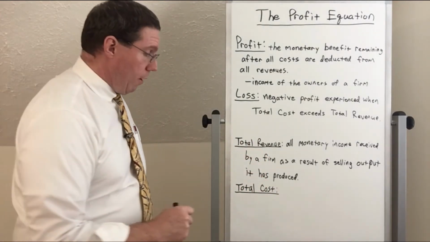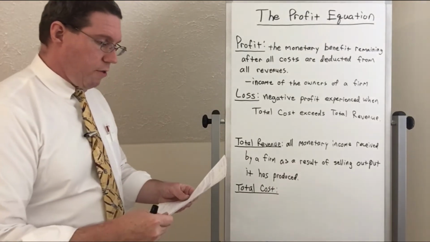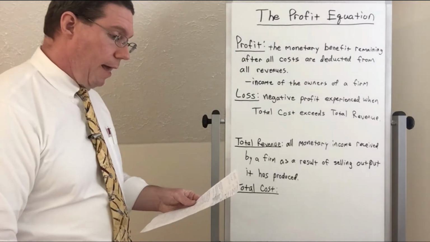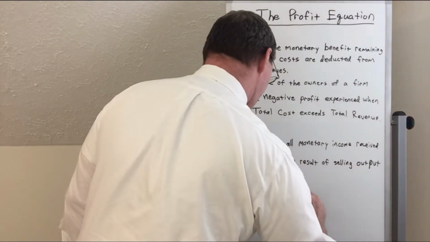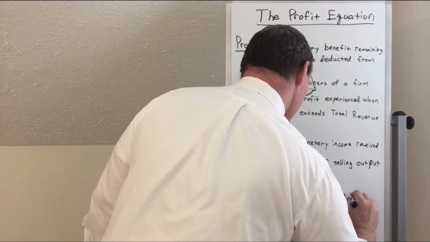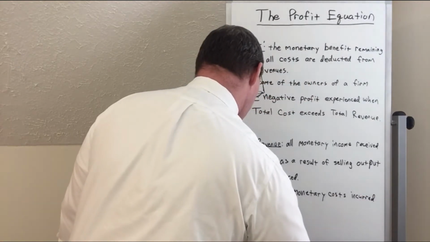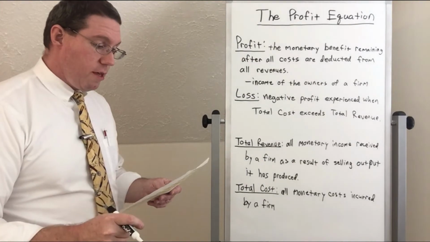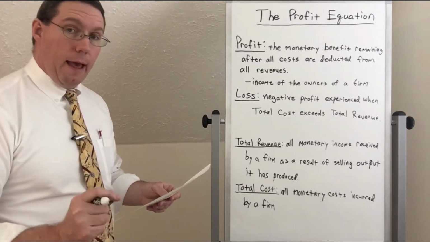Okay? All right, total cost. Total cost is all monetary costs incurred by a firm in the process of producing and selling output.